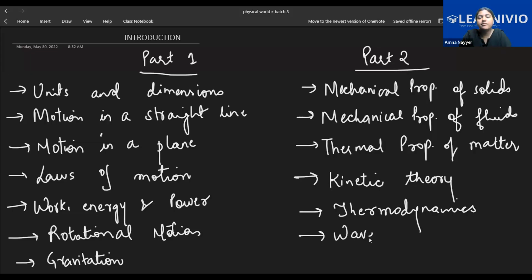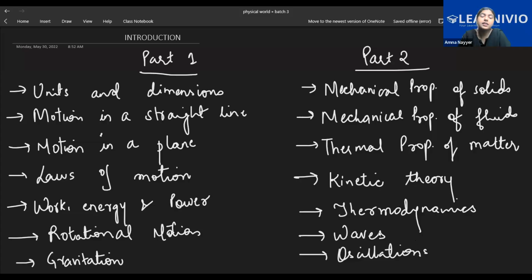Then we have the unit waves and oscillations. Waves and oscillations, basically, these two chapters deal with the motion and movement of waves. If a wave is propagating, what all properties will it have? What are periodic motion or oscillatory motion? When do we say an object is oscillating? Oscillation means this to and fro movement. So when do we say an object is oscillating? This is dealt in this oscillations chapter.